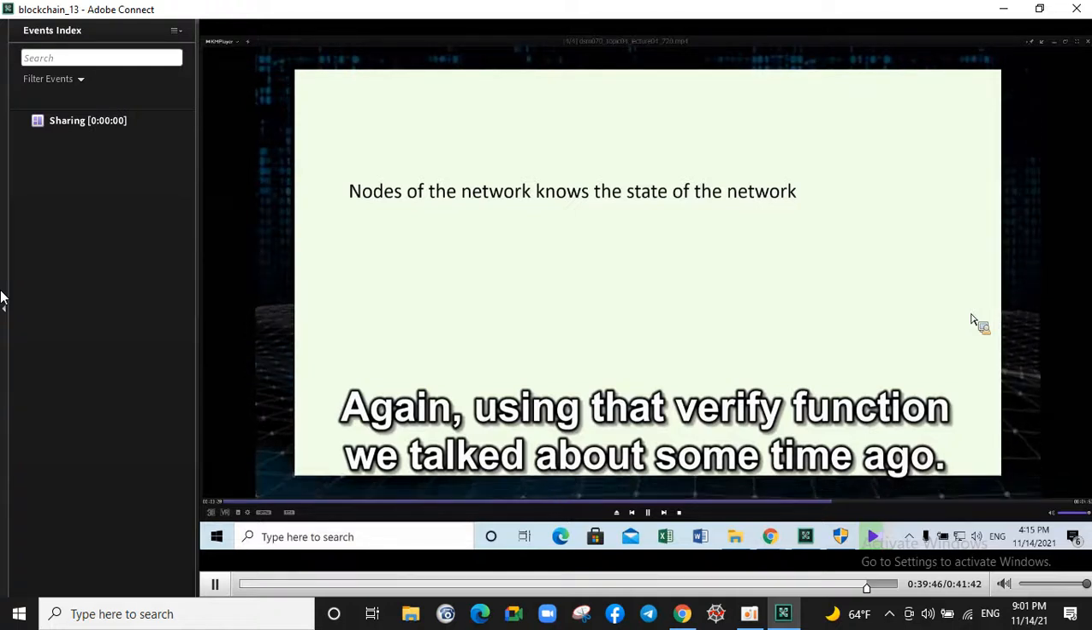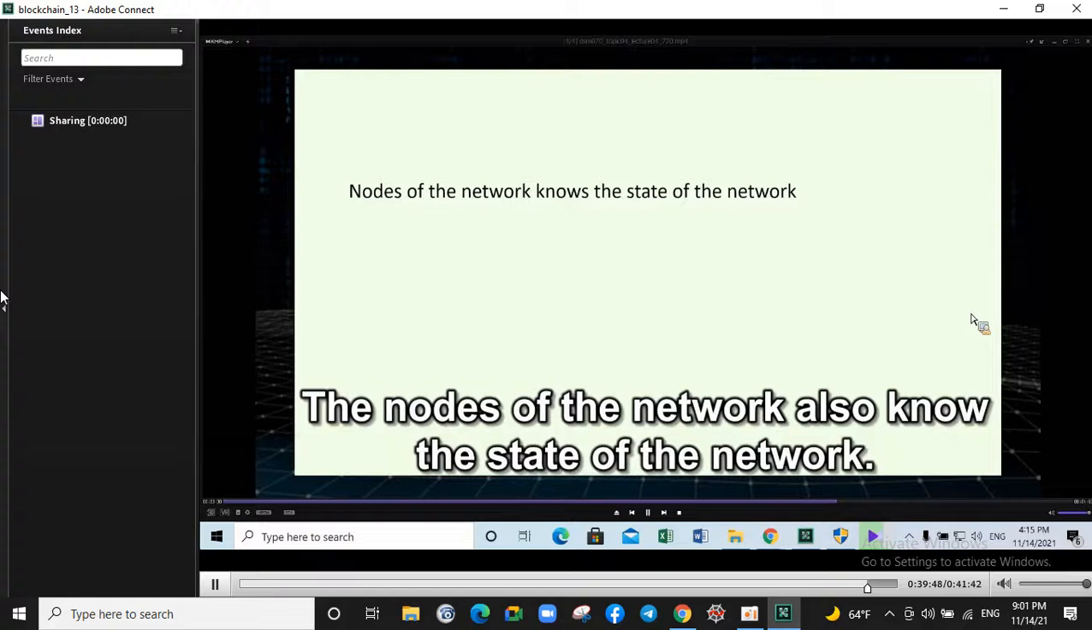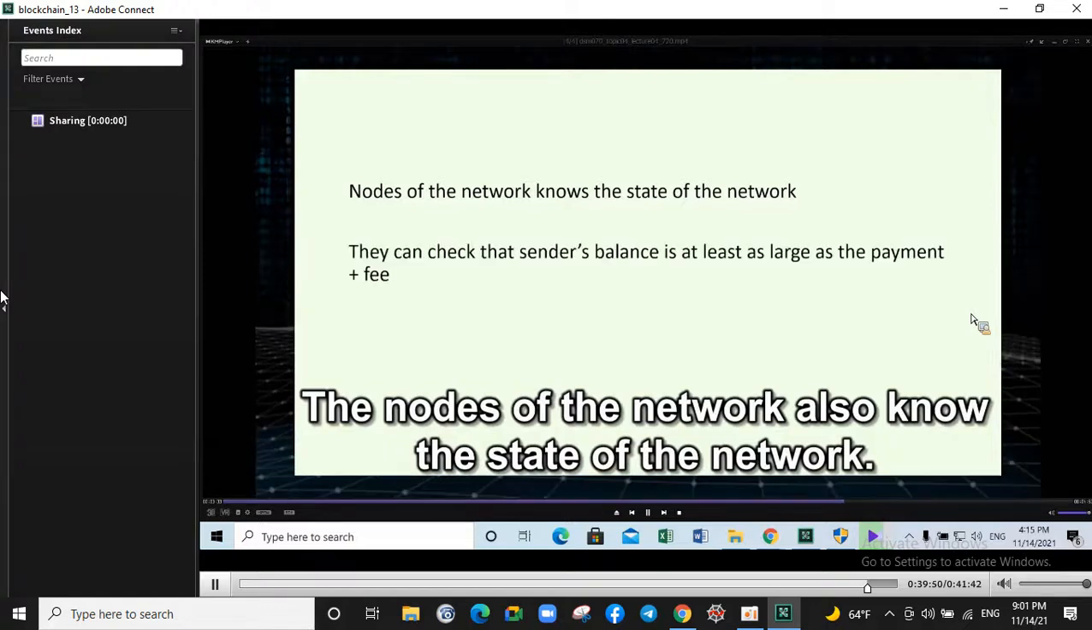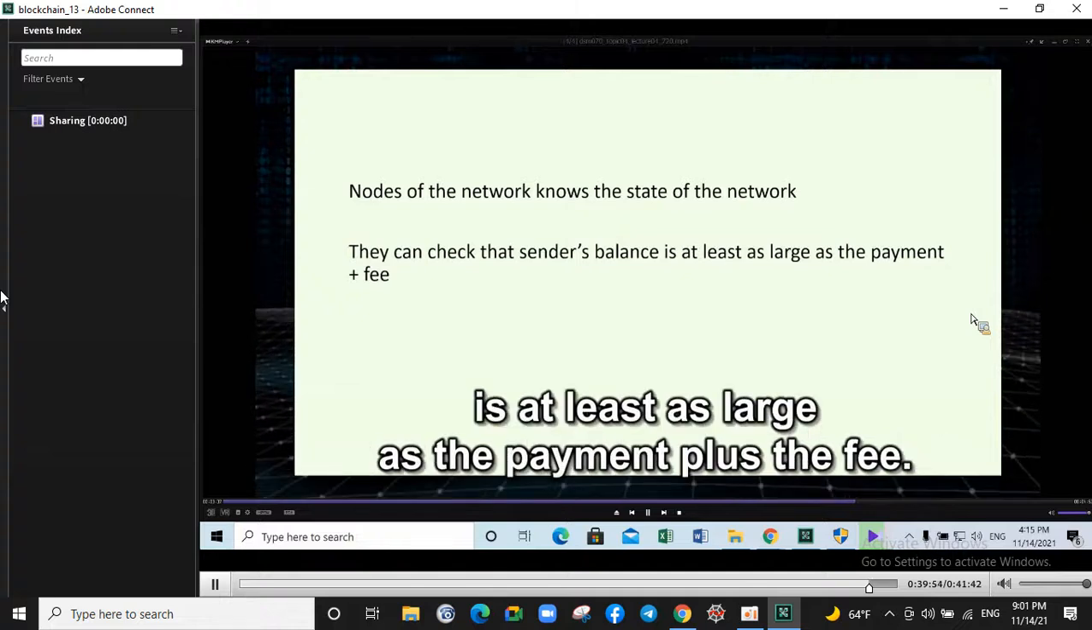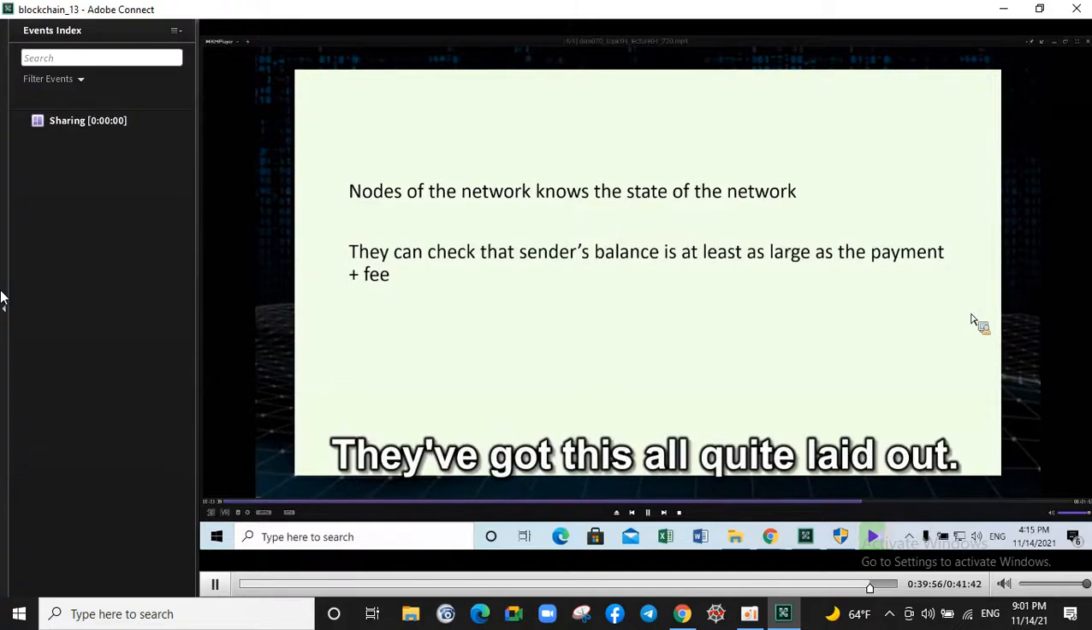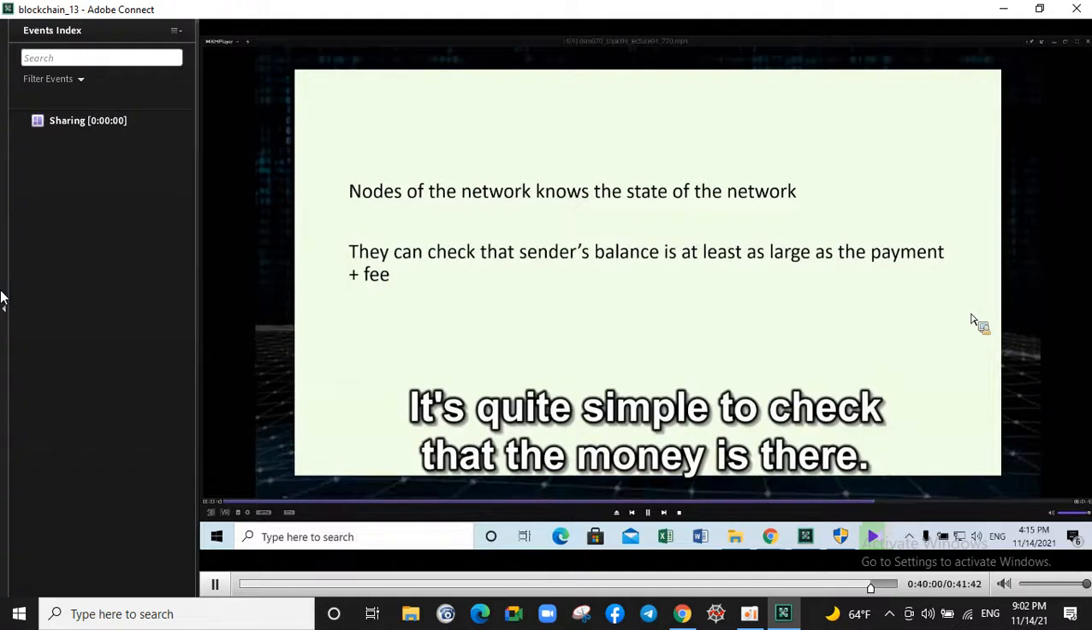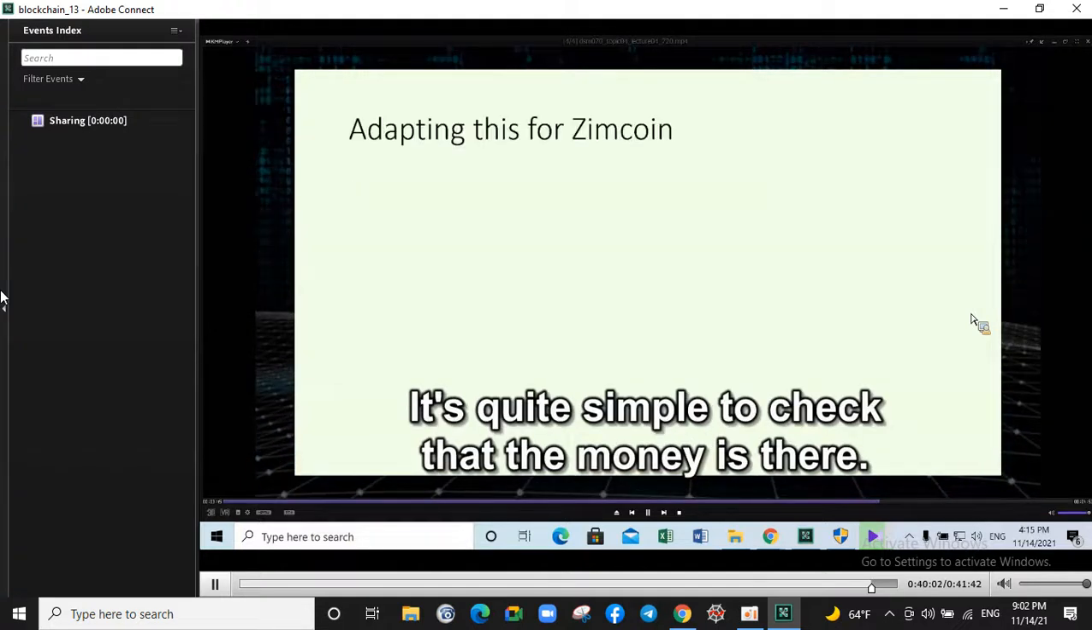Okay, the nodes of the network also know the state of the network, so they can check that the sender's balance is at least as large as the payment plus a fee. So they can check that it's all quite laid out. It's quite simple to check that the money is there. Okay, how are we going to adopt this for our coin?